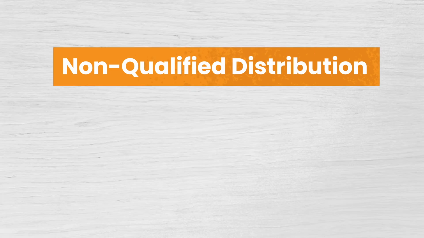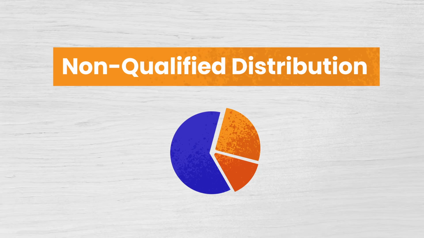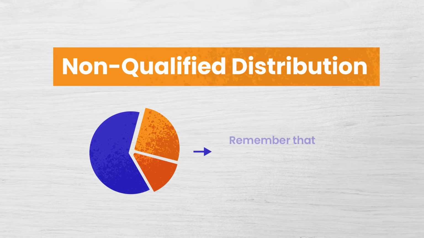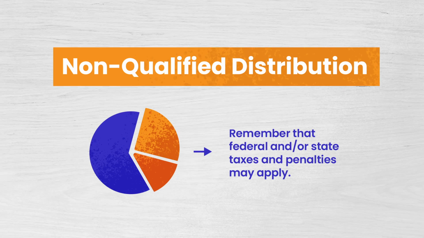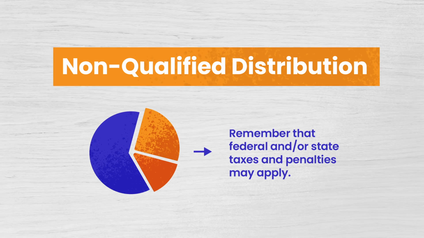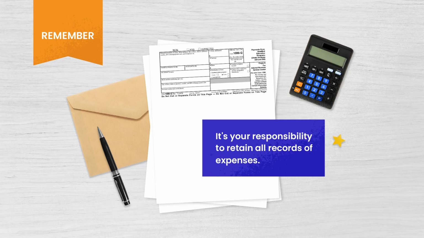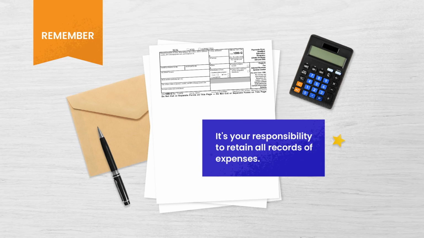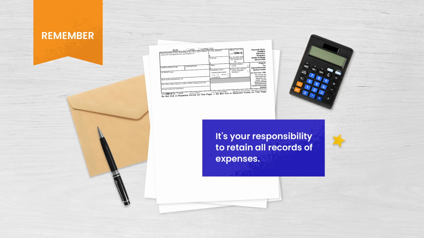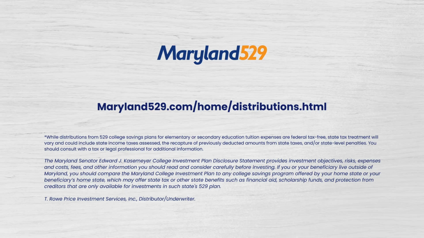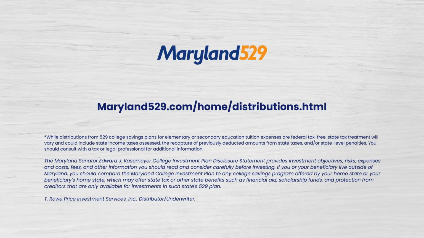If you do decide to take a non-qualified distribution of all or part of your account assets, keep in mind that federal and/or state taxes and penalties may apply. Talk to your tax professional for details. And remember, we'll send you or your beneficiary a 1099-Q showing your distributions for tax purposes, but it's your responsibility to retain all records of expenses. For more information on account owner distributions, visit the distributions webpage on the Maryland 529 website.